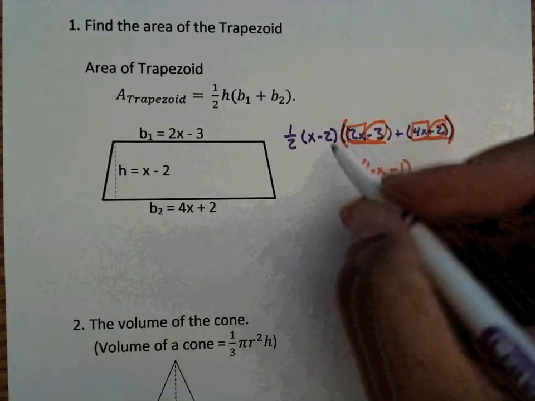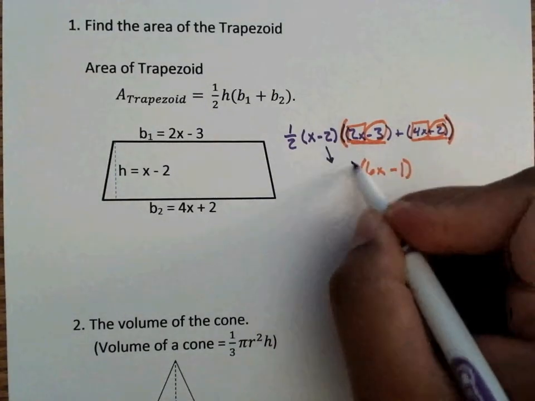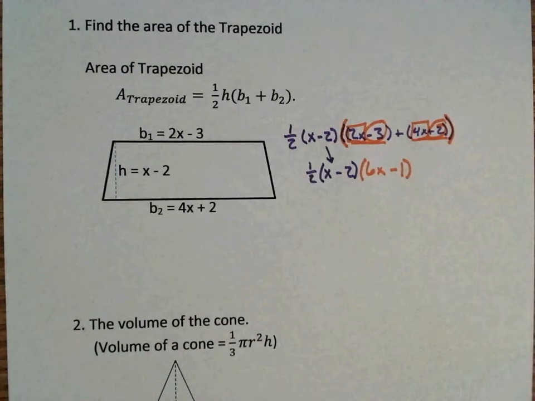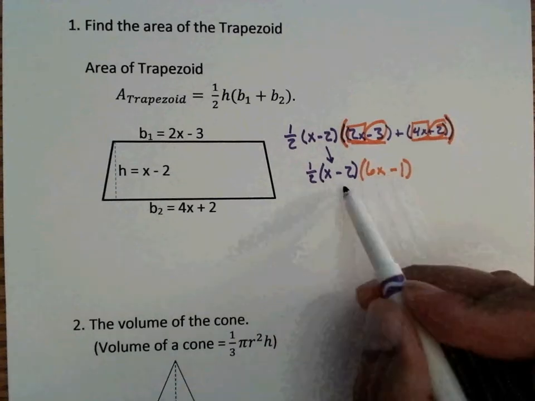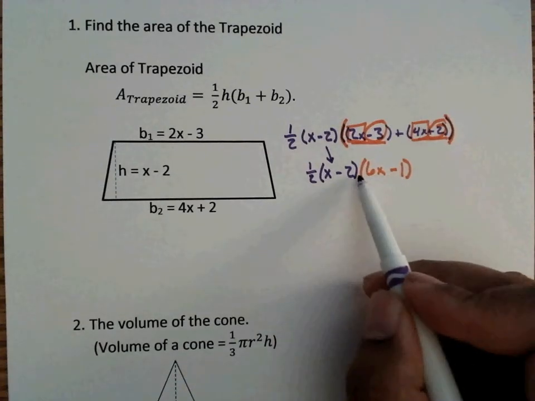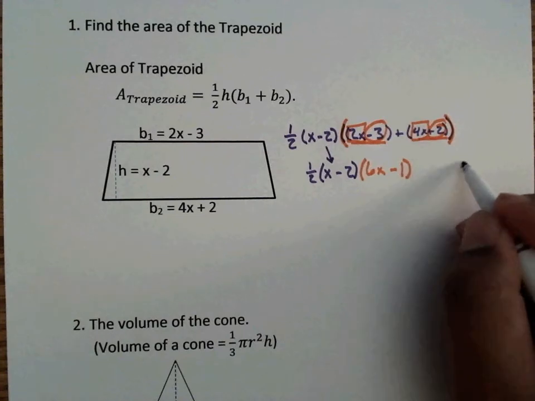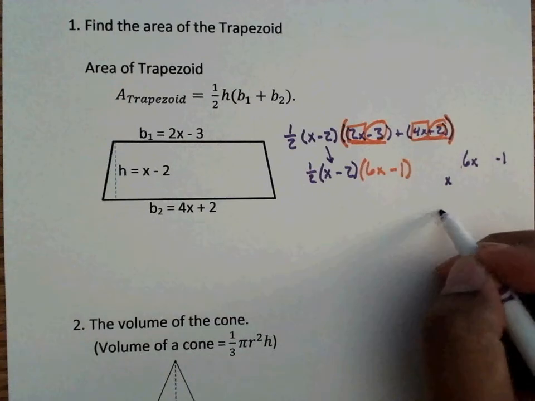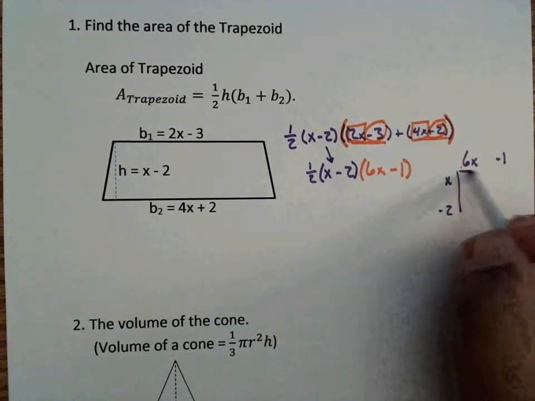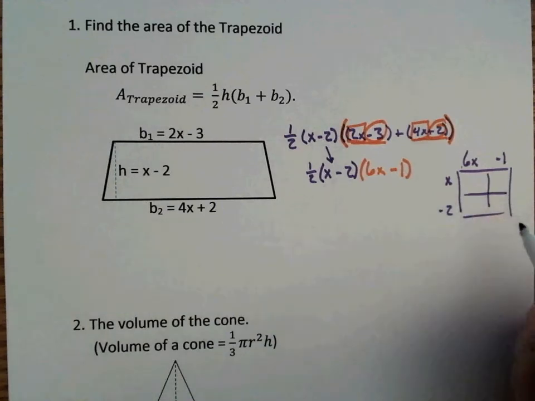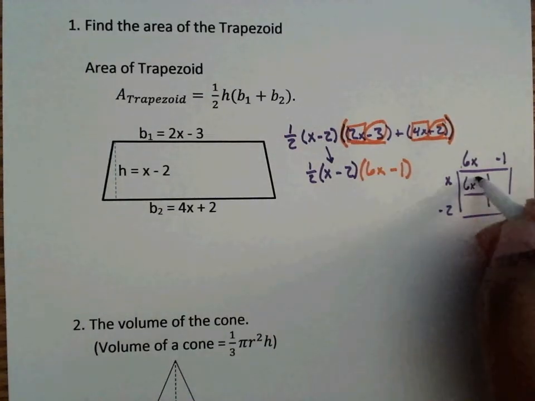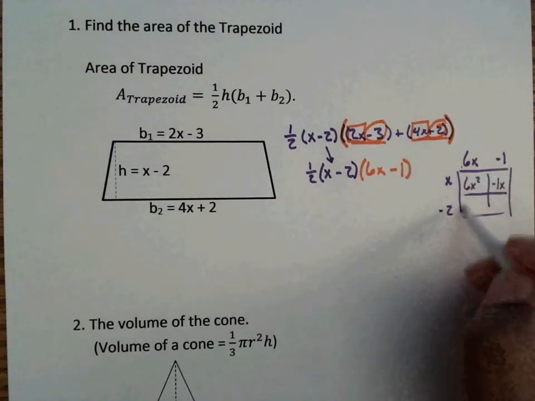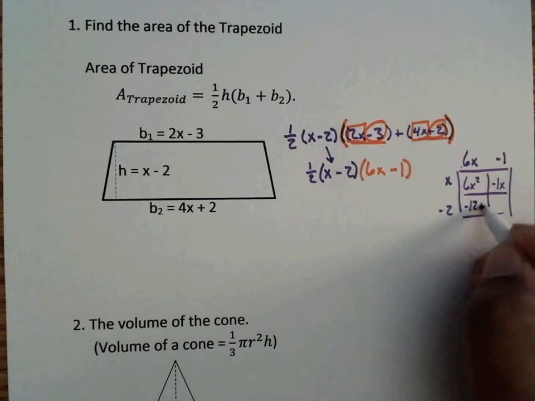The next thing, we still have this x minus 2, and we still have the 1/2. I'm going to go to multiply my two polynomials. This is just box method, right? Because there's no sign here. It's just multiplication. So I'm going to put my 6x and my negative 1, my x and my negative 2. Draw my box out. So we get 6x squared. We get negative 1x. We get negative 2 times 6. So we get negative 12x.